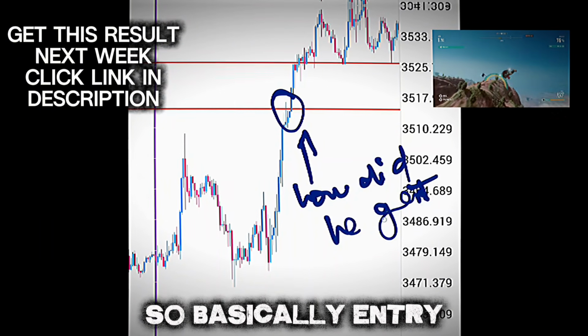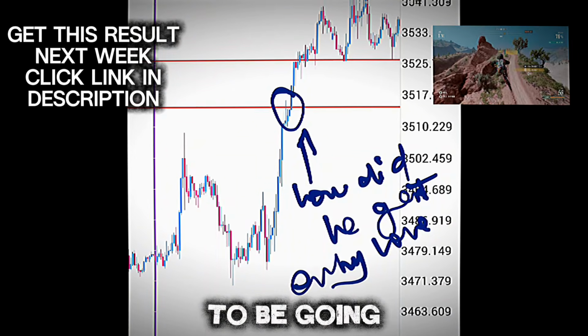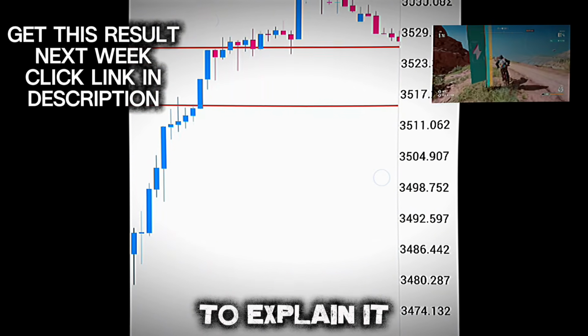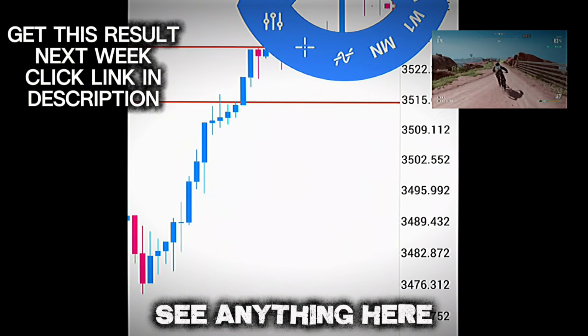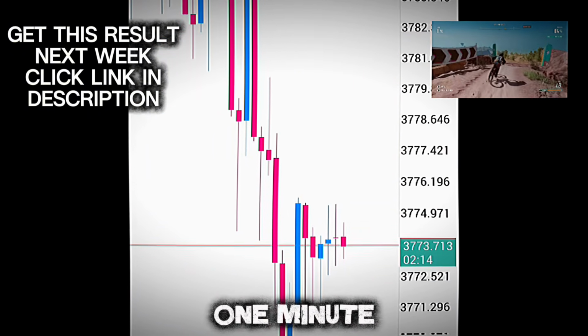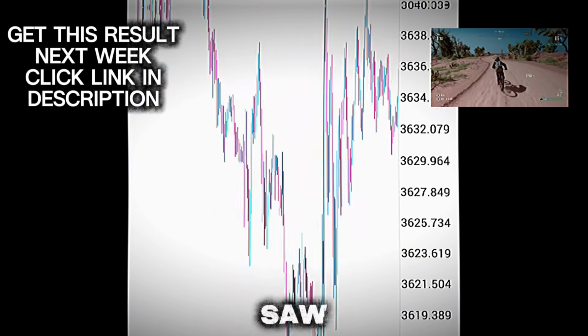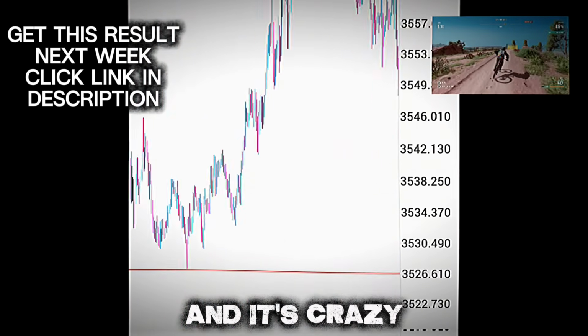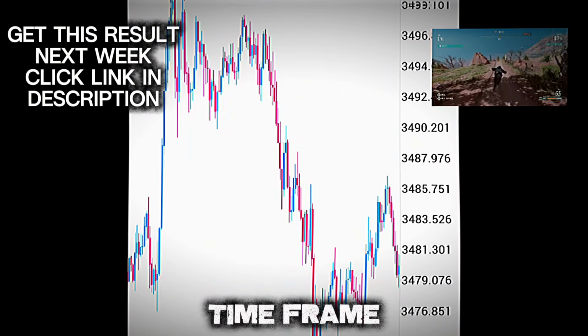So basically, his entry was around that point here, and I'm going to be going down to lower time frame to explain it, because on 15-minute time frame you will not see anything here, but if I go to like 1-minute time frame, you are literally going to see what the guy saw, and it's crazy. Well, first thing first, let's just explain it on like 5-minute time frame.